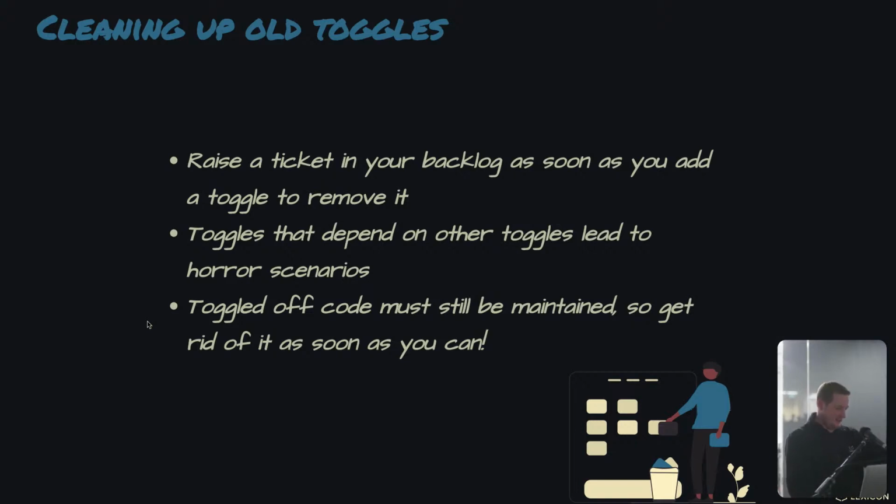I've had hundreds of toggles still existing in the system, and all of that code has to be maintained. All the code in the off branches still needs to be maintained, particularly if you're working in a typed language and you update a type that's used in the off branch. You're going to have to maintain all that code. So be vigilant, get rid of them as soon as you don't need them. As soon as they're on, get rid of them. Maybe leave them for like a sprint just in case you need to turn it off again.